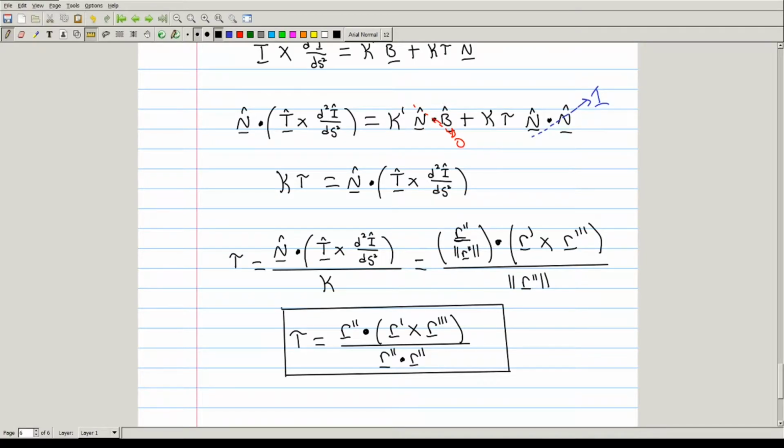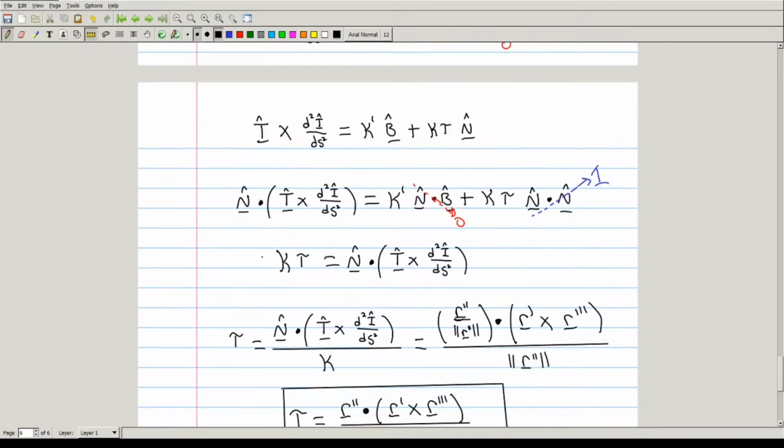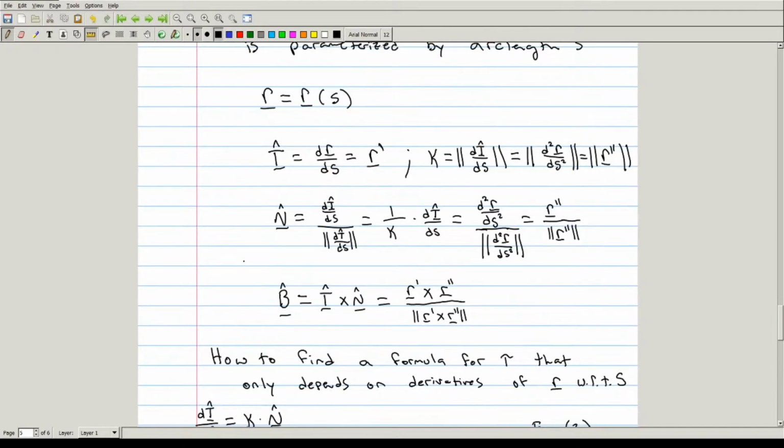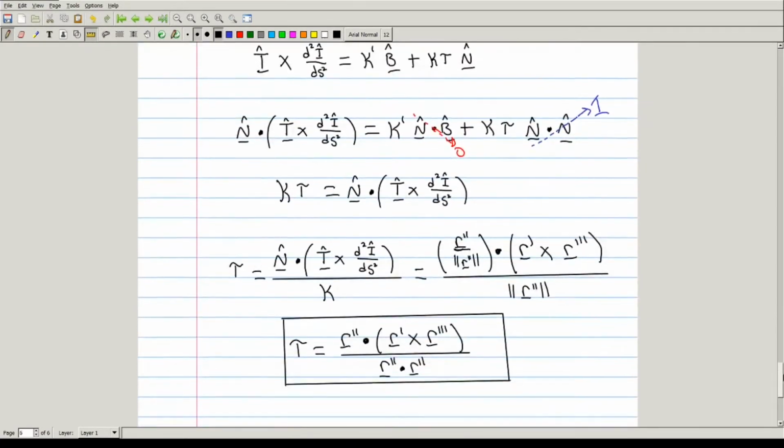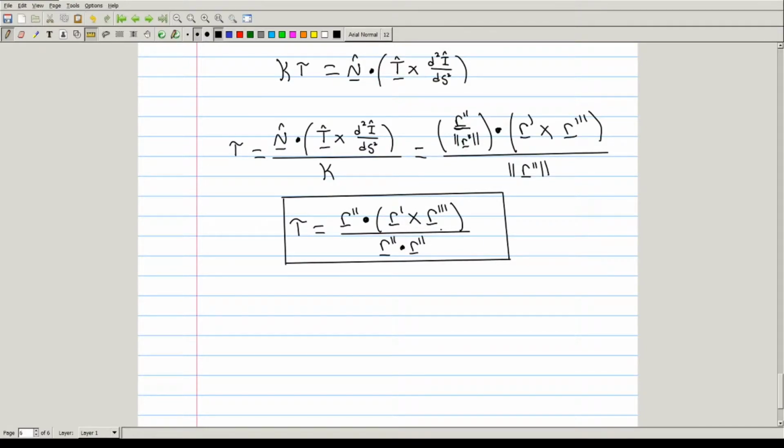So that's the first big observation that we want to make here. Contrary to the curvature kappa, which we have the formula for from before, the curvature kappa is just the second derivative. This formula right here. Kappa is the second derivative of position with respect to arc length along the curve. Right, so contrary to kappa, the torsion actually depends on the third derivative of position with respect to arc length.